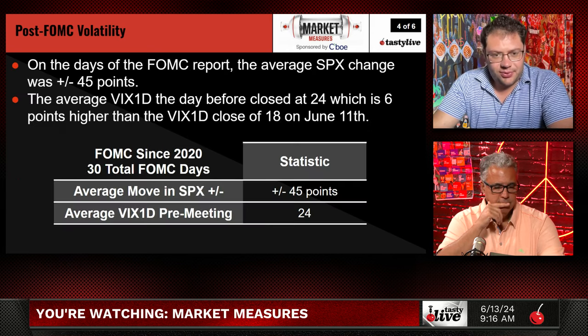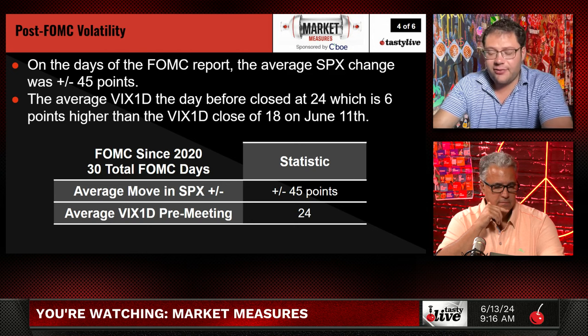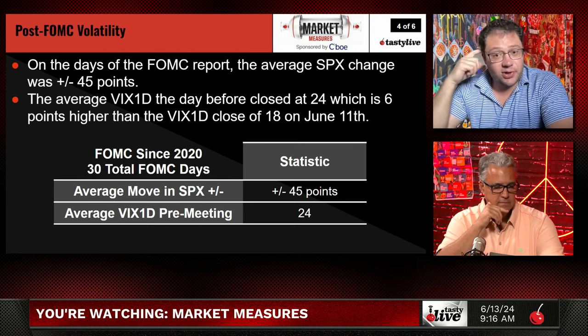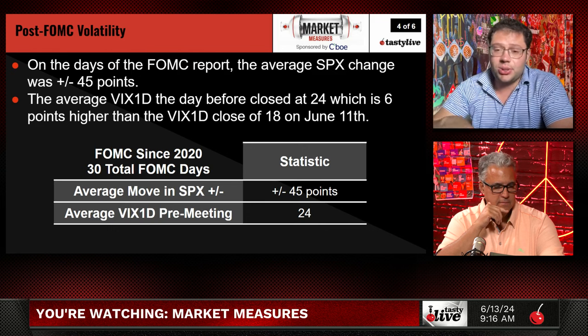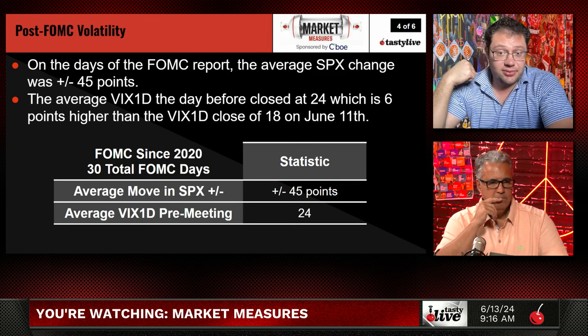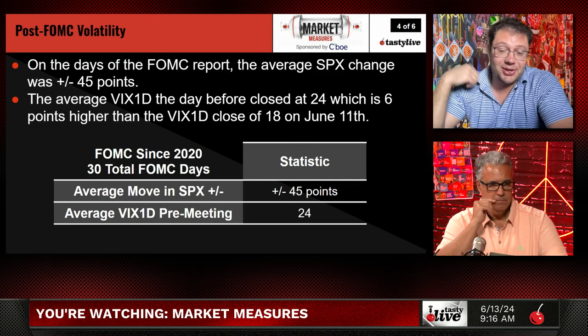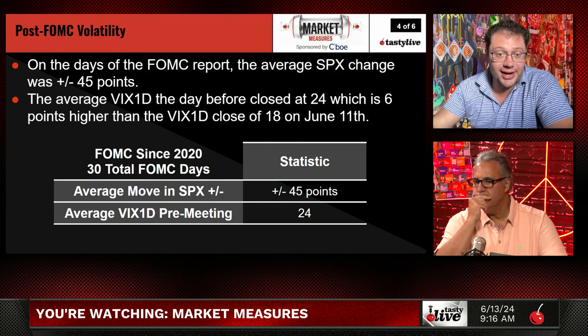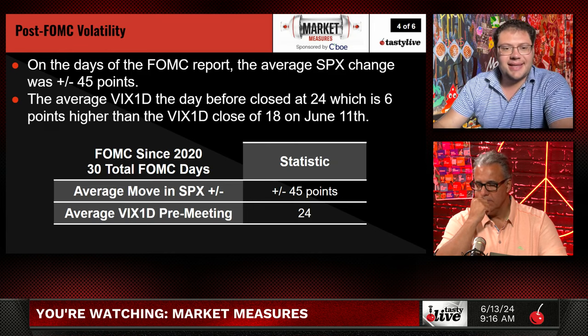On the day of the FOMC report, the average SPX change was plus or minus 45 points. Taking all of the reports, that's your baseline, your long-term average since 2020. Funny enough, yesterday was literally at the average. So yes, it worked out well. Obviously, it doesn't work out that well all the time, but yesterday did work out to a T. Average VIX 1D the day before.